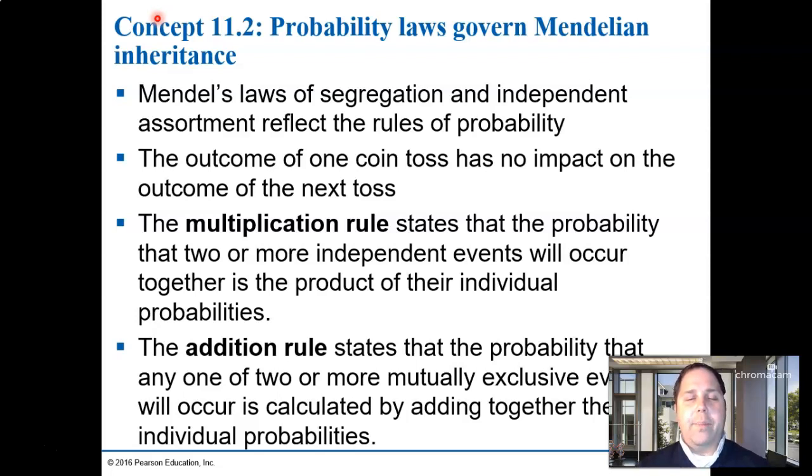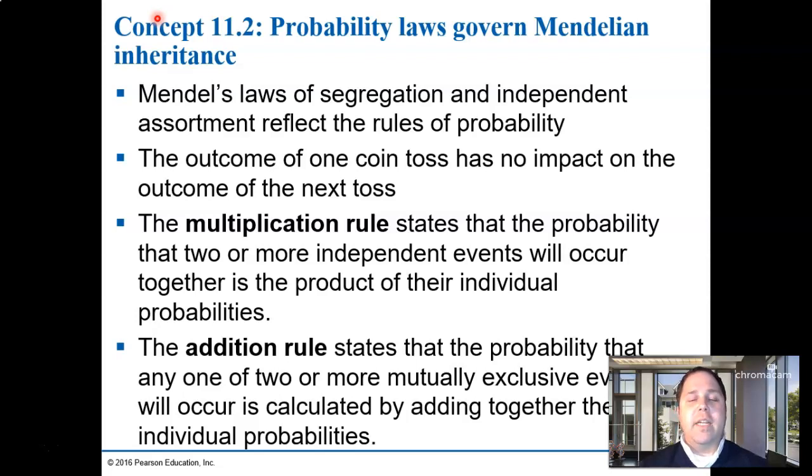The multiplication rule states the probability of two or more independent events occurring together is the product of their probabilities. So what is the chance of getting a heads followed by a tails? It's going to be 1/2 times 1/2. You're going to get a heads followed by a tails a quarter of the time.